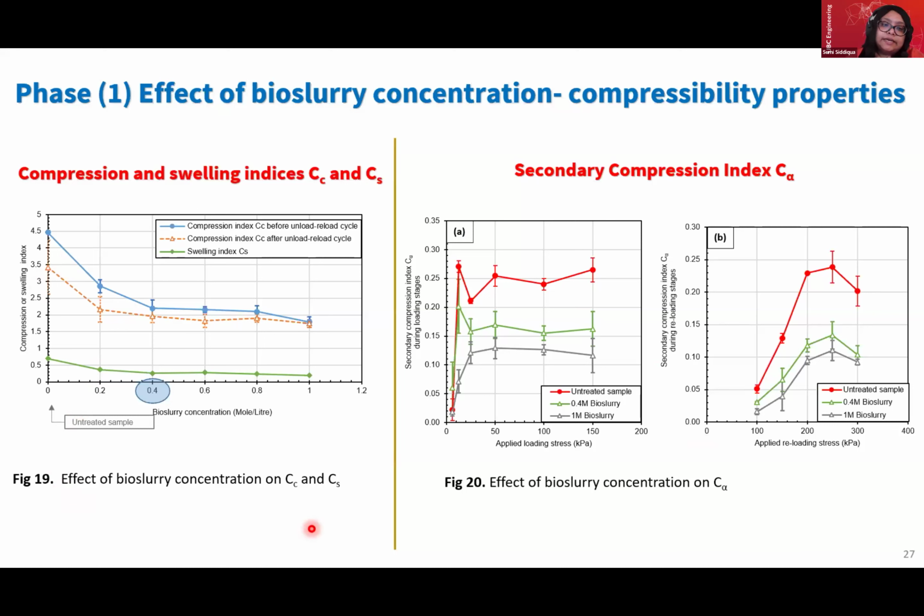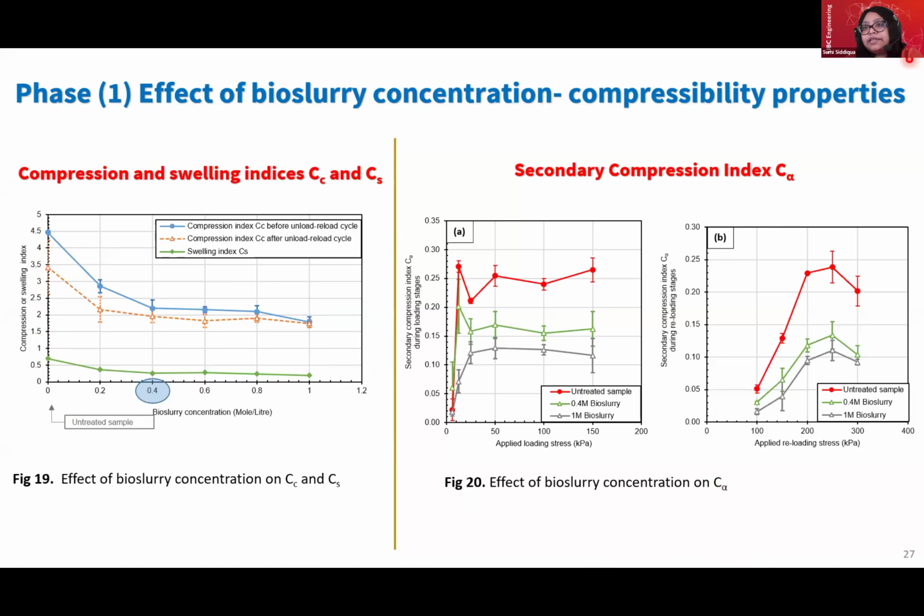The first one here is data for the effect of bioslurry concentration on the CC and CS, so compression and swelling indices. We have three sets of data here. The green one is the swelling index data, and for CC we have two different sets of data. One is before the unload reload cycle, that's the blue line, and the orange one is after the unload reload cycles. Starting with 0% treatment, you see this is the high value when we don't have any bioslurry in the organic soil, and then we saw that it drops significantly.